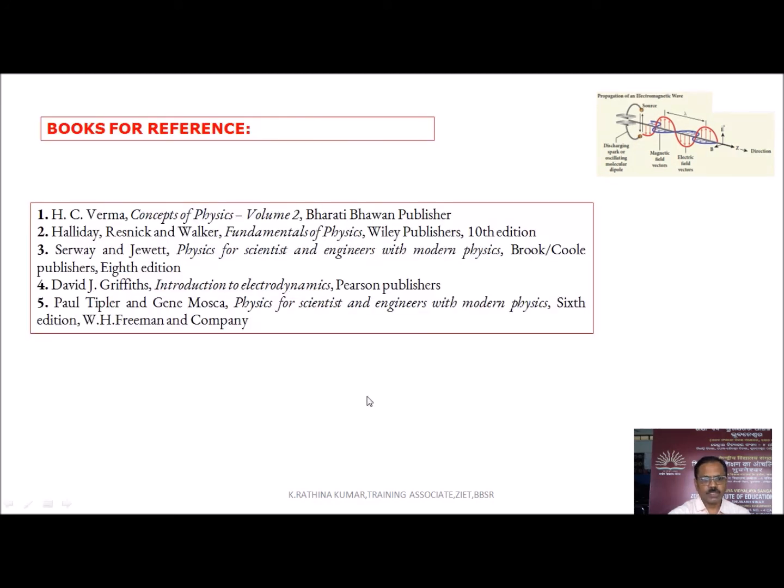And books for reference: H.C. Verma, Halliday, Resnick and Walker, Physics for Scientists and Engineers, David J. Griffiths' Introduction to Electrodynamics, Paul Tipler and Gene Mosca. These are just for your reference, and most probably you can follow the NCERT textbook and SCERT textbook for more understanding in simple language.